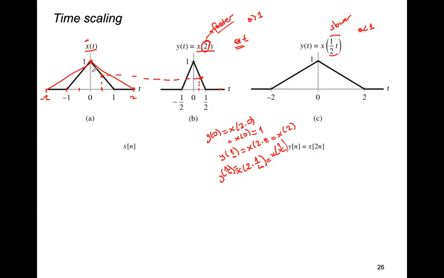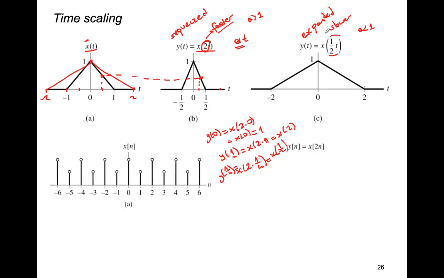So if you don't remember how it was like squeezing or expanding, we can also say the signal is squeezed. Okay, squeezed, sıkıştırılmış, and here the signal is expanded. Okay, if you think the same thing in the discrete time signals, here is my original signal. What should I do when I say y of n equals x of 2n? It will be a squeeze. It will be faster.